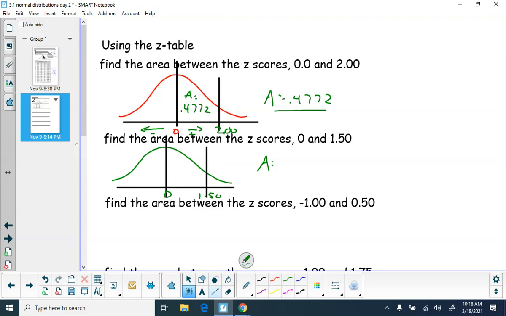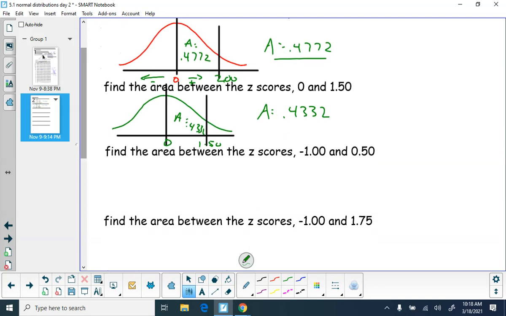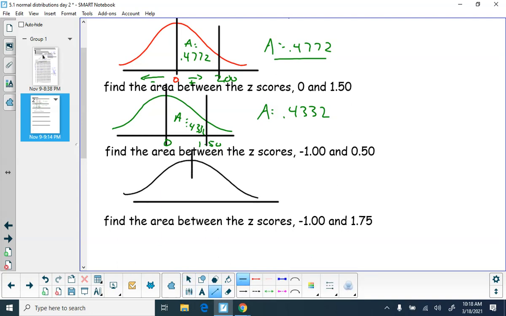Aubrey, what do you come up with? 0.4332. So that is this area. Find the area between the z-score of -1 and 0.5. Get our middle value here. Now I have a 0.5 and -1.